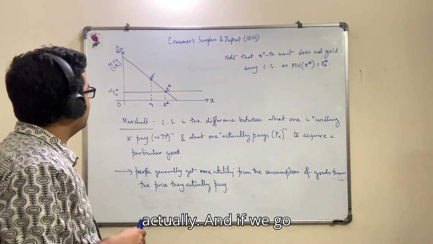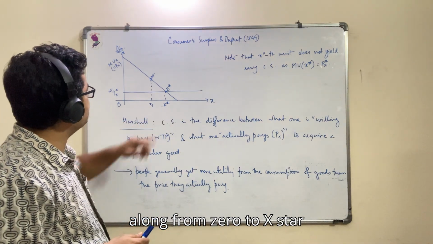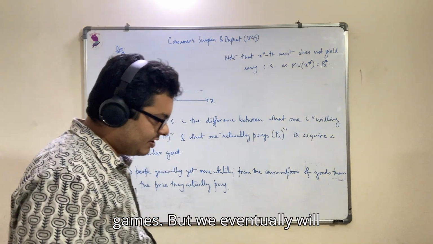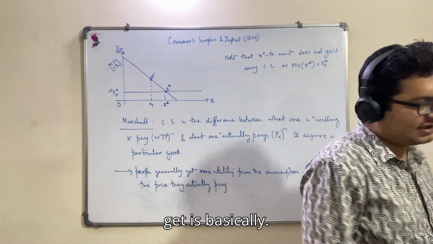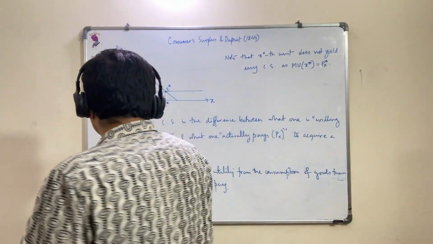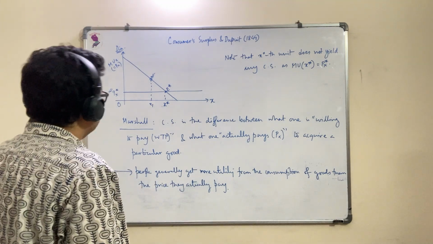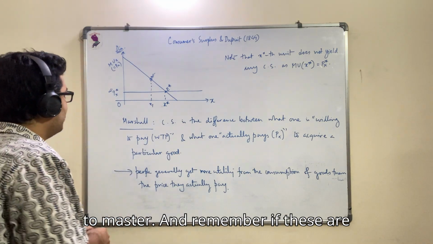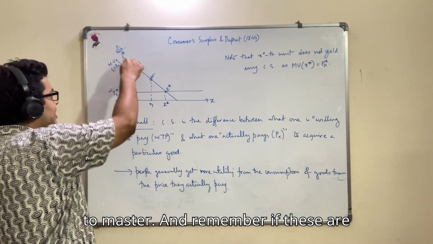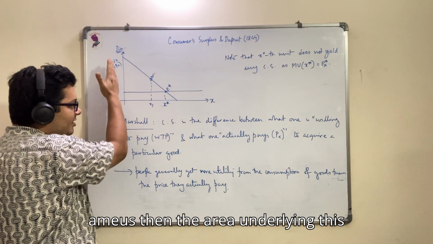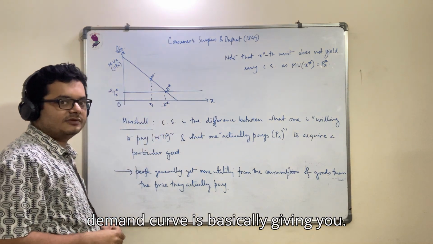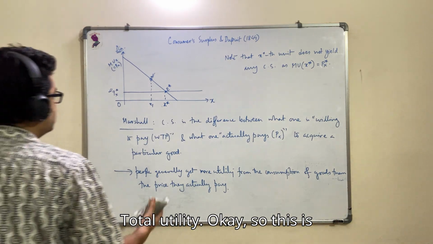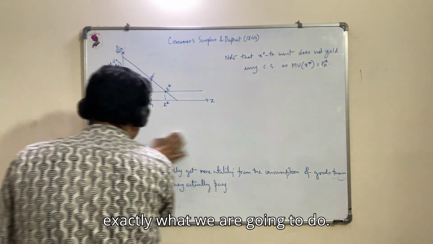And if we go along from 0 to x star, summing up all these gains, what we eventually will get is basically the definition of Dupuit, okay, which is obviously equivalent to Marshall. And remember, if these are MUs, then the area underlying this demand curve is basically giving you total utility. Okay, so this is exactly what we are going to do.